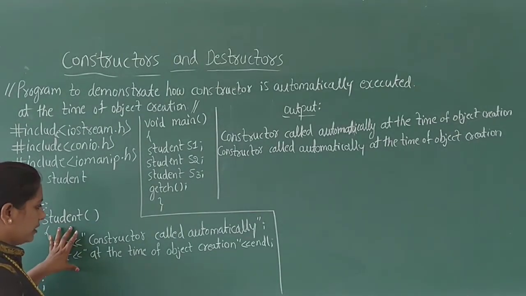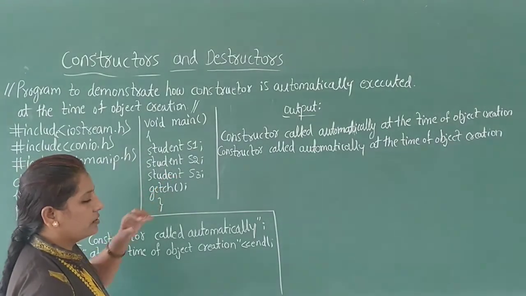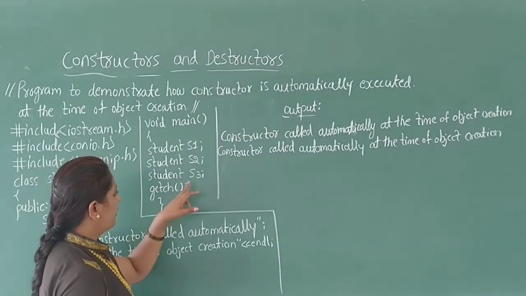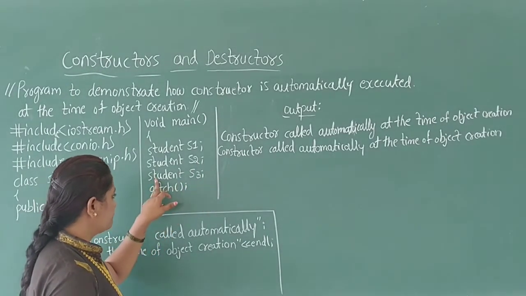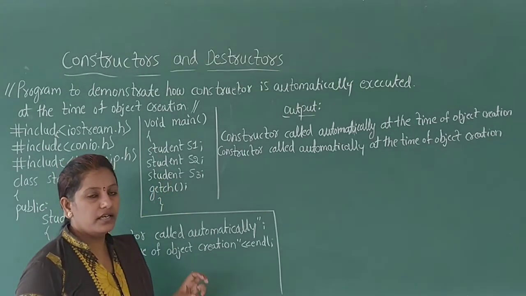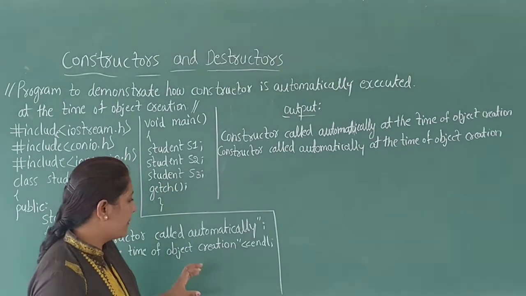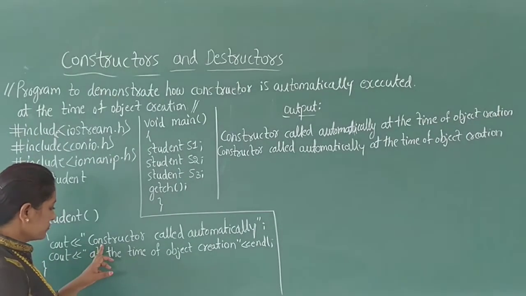Then this constructor ends, and again the control comes back to the main function, and the third object S3 is created using the class student, meaning here the constructor initializes objects, and again it executes the statements.